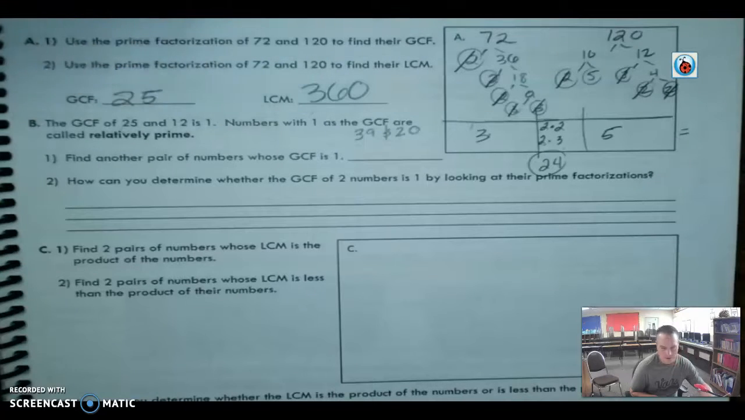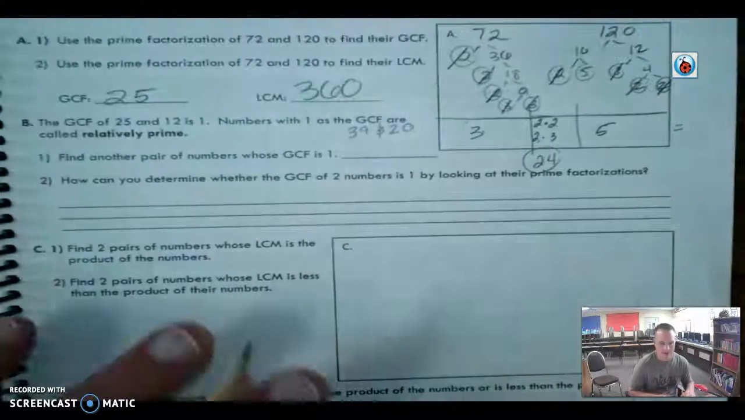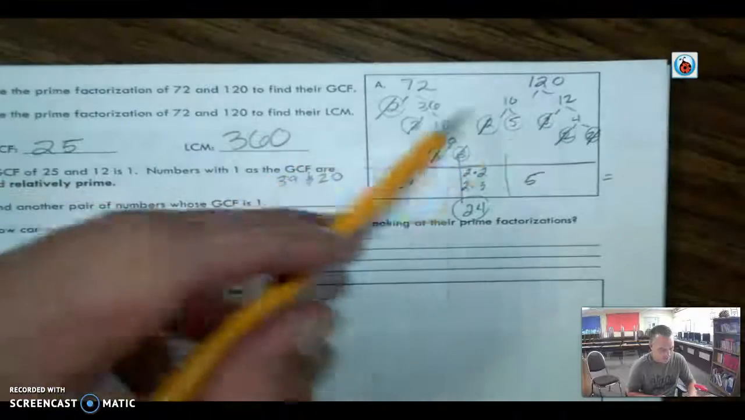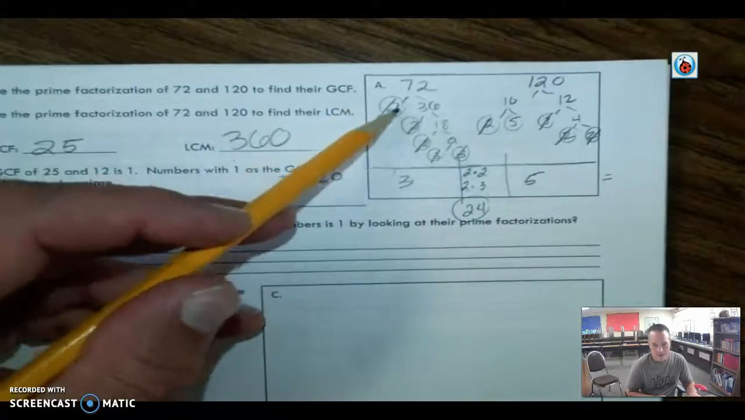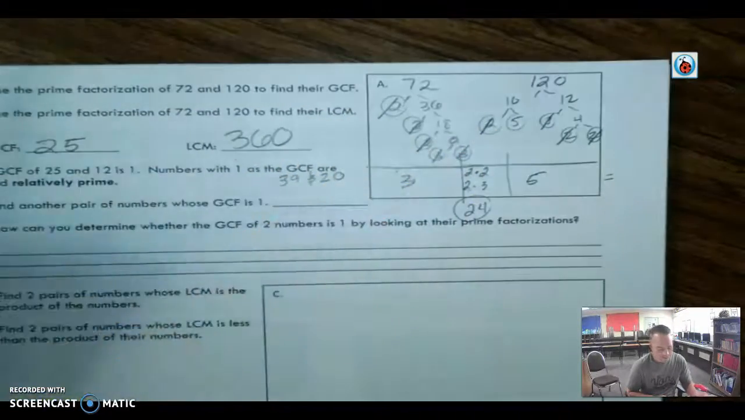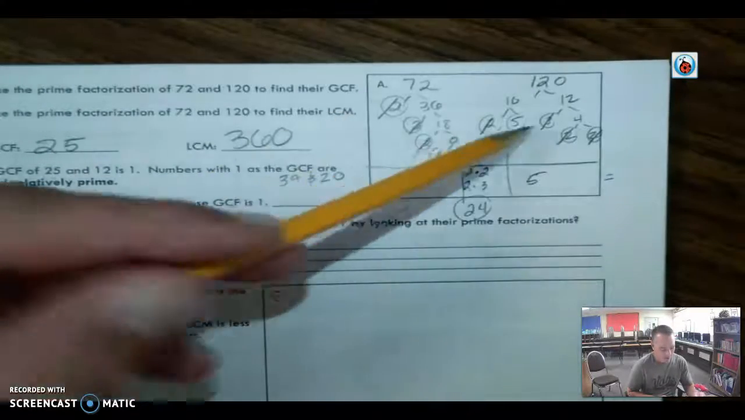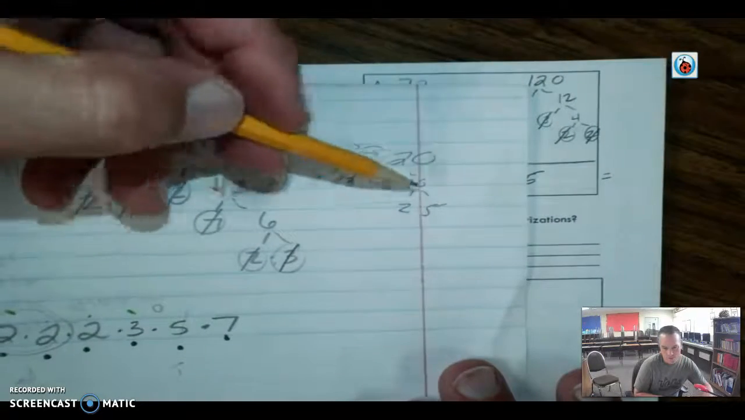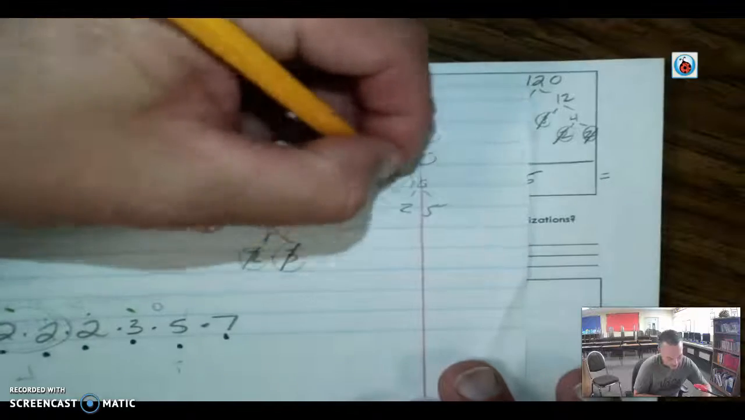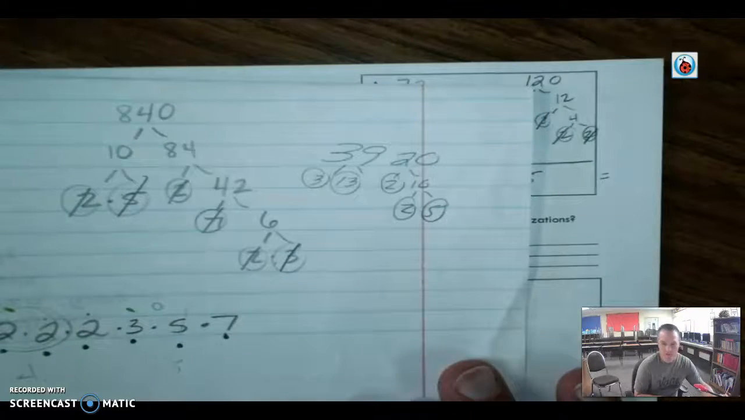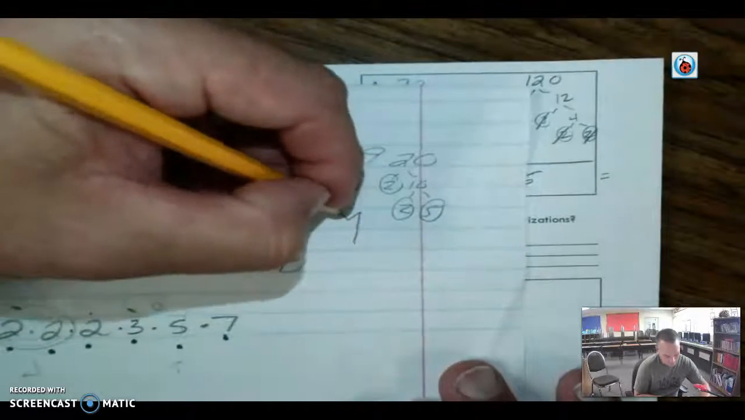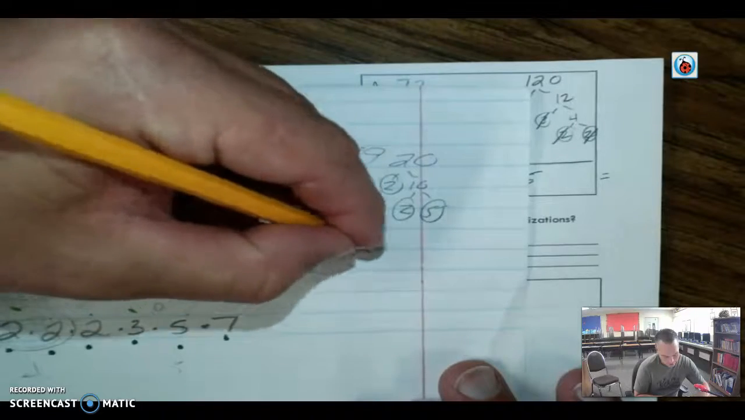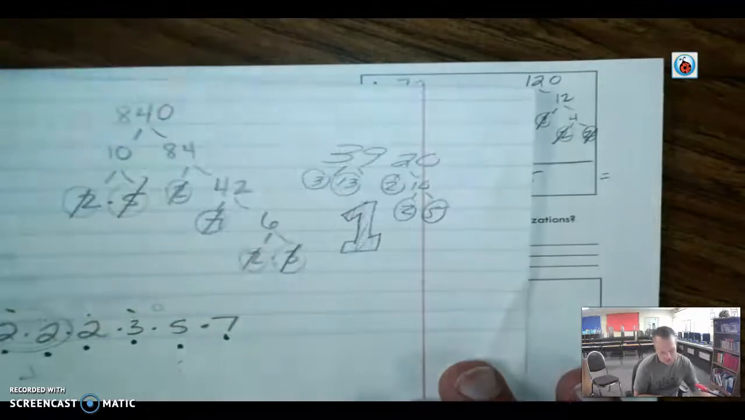So you basically look at the prime factorization of the numbers, and if they don't have any factors that they share, then the GCF is 1. So as you look at the prime factorization, if they don't share any of these numbers, then that'd be it. Like right here I did 39, which is 3 and 13, and 20 is 2 and 10. So I start circling the prime numbers. If you get to this point and you're like, wait a minute, they don't share anything, then 1 is the GCF, okay?